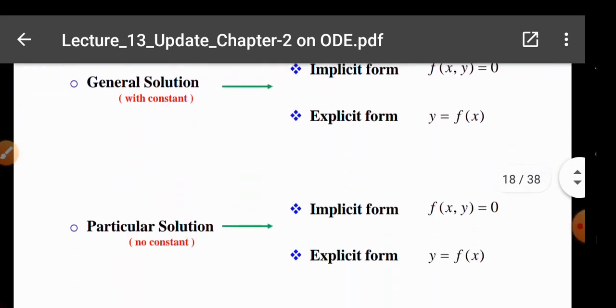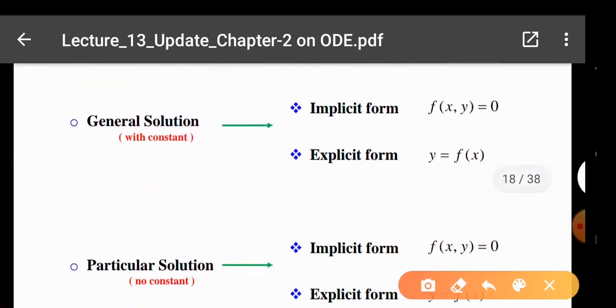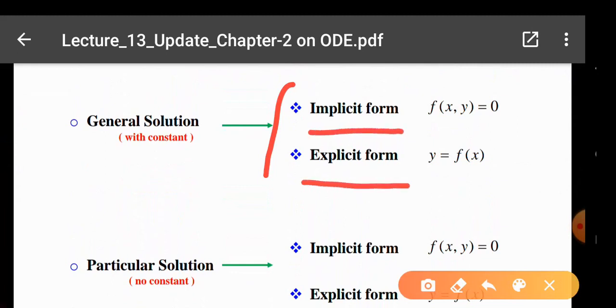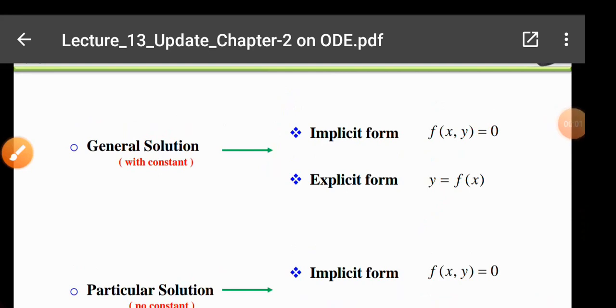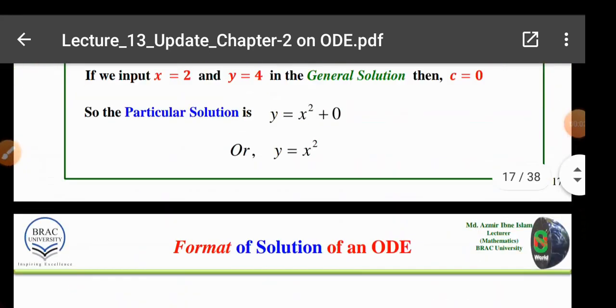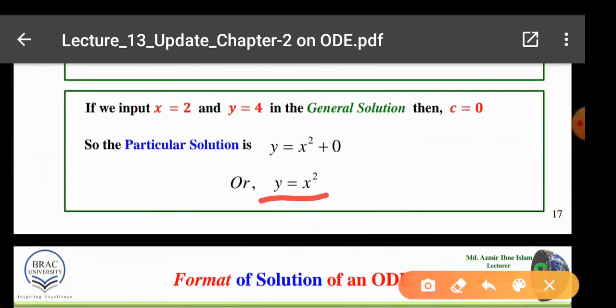A solution can be expressed in these two forms. It may be in implicit form or it may be in explicit form. Implicit form means f of x, y equal to 0, and explicit form means y equal to f of x. You will understand this concept if you focus on this particular solution.